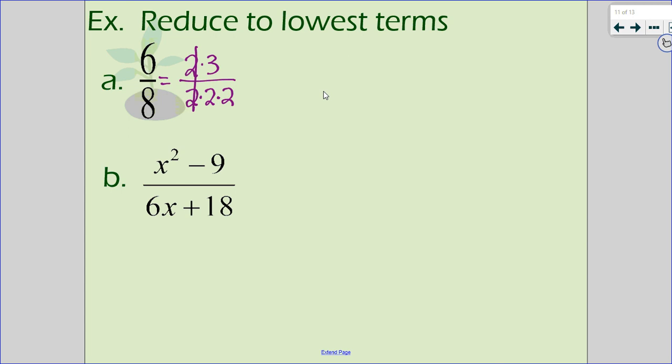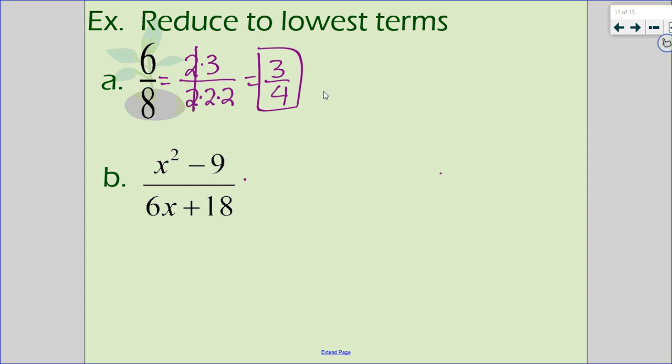Could you put 2 times 4? Sure, but I said I wanted to factor into primes, and 4 is not prime. So in this case, that would have been just fine. So this is equivalent to 3/4. Notice what I did is I factored and then I canceled. Because dividing by 2 on top and bottom is the same as canceling out two 2's, because 2 divided by 2 is 1.